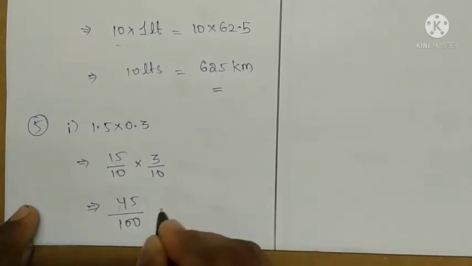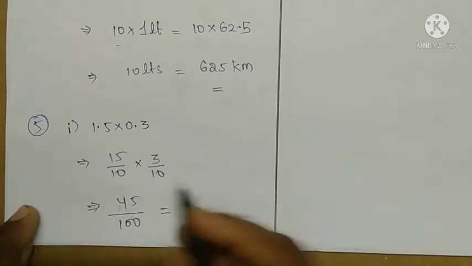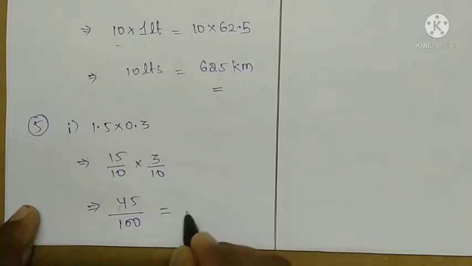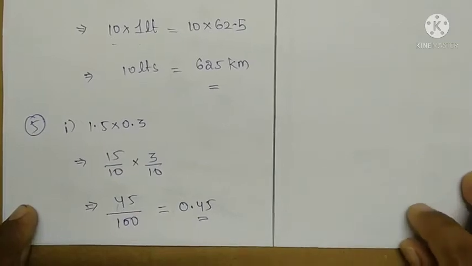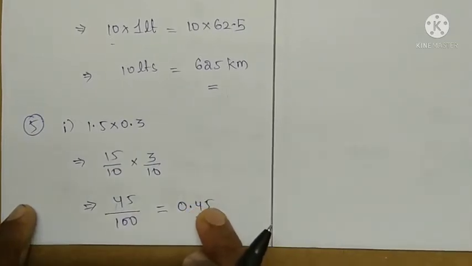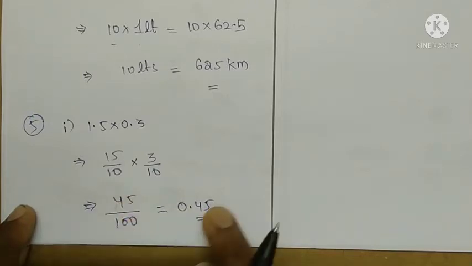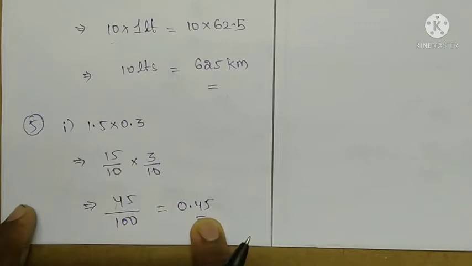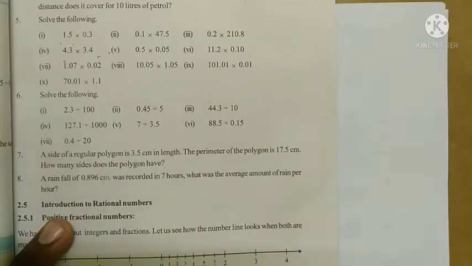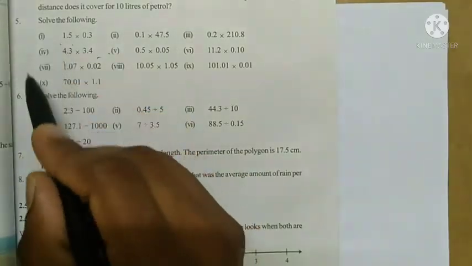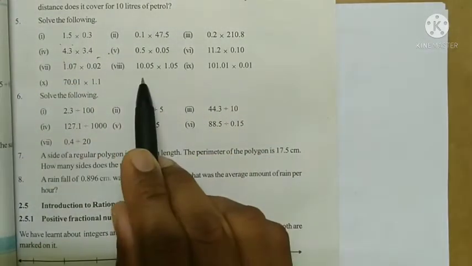So finally 15 threes are means 45 by 10 tens are 100. So 45 by 100 means, so how many decimal points we can get? Finally we can get 2 decimal points, right? So 45 by 100 means 0.45. 0.45 is your final answer. Okay, right. Next question, fifth Roman, eighth one.